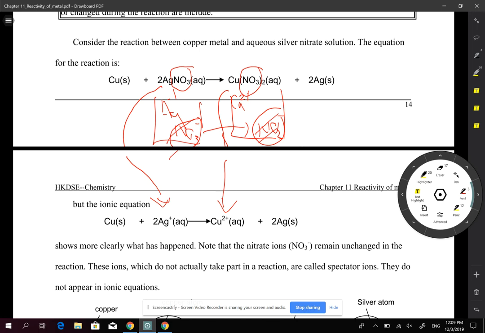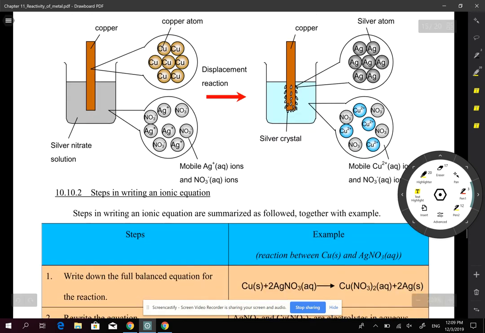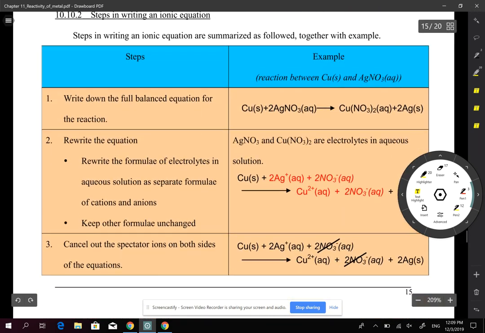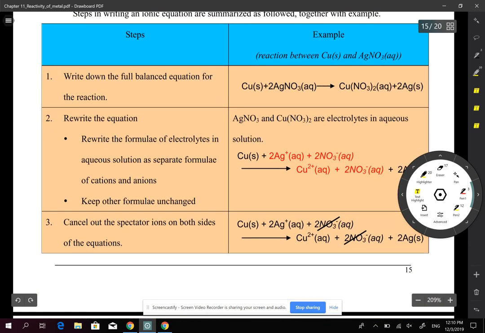So how to rewrite an equation into an ion equation? Usually you can follow the following steps. First of all, write down the original equation first. And then try to indicate which substance is an aqueous solution of ionic compound. Try to separate the two ions.